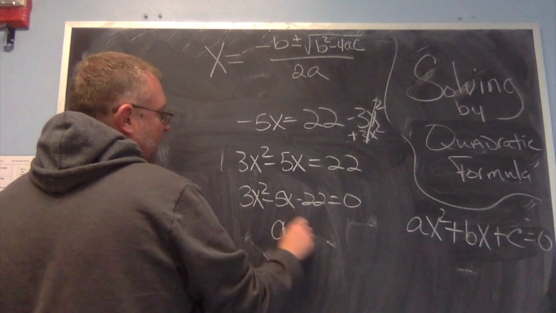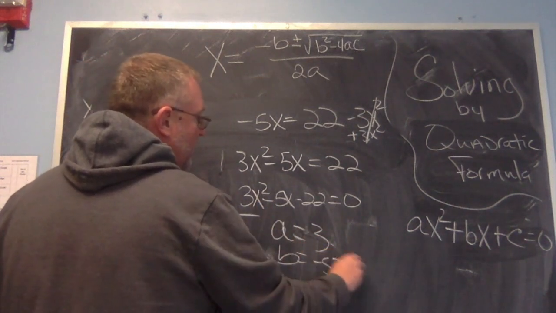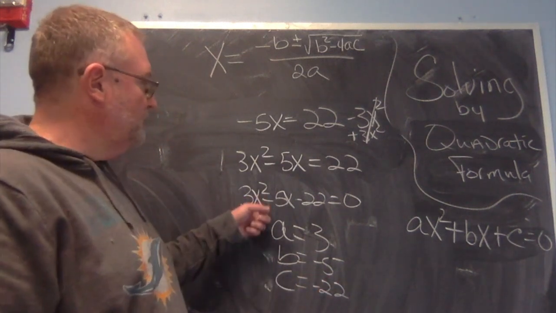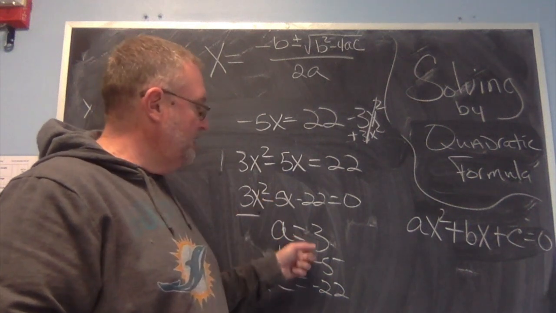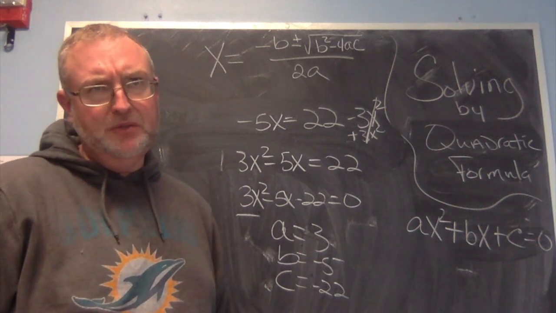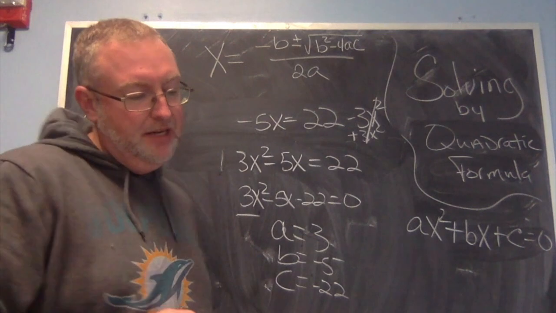Now what is A? A is 3. B is -5. C is -22. So there's the form I'm looking for, and then A, B, C. A is 3. B is -5. C is -22. All right, so 1 through 12 you can handle. Let's jump down there to the next ones.